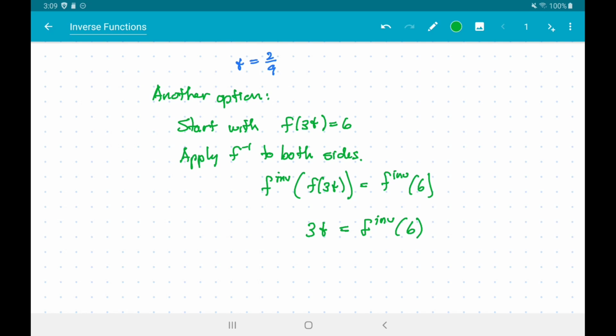Okay, did you catch that? F inverse applied to f of a number simplifies. The reason for this is that this calculation means to start with 3t, apply f to it, but then undo the f that we just did to it. F inverse is the undo of f. But if we're going to apply a function to one side of an equation, we should apply it to the other side as well, so that we get a new equation. And that's what I've done here. So you can see I've applied f inverse to both sides.